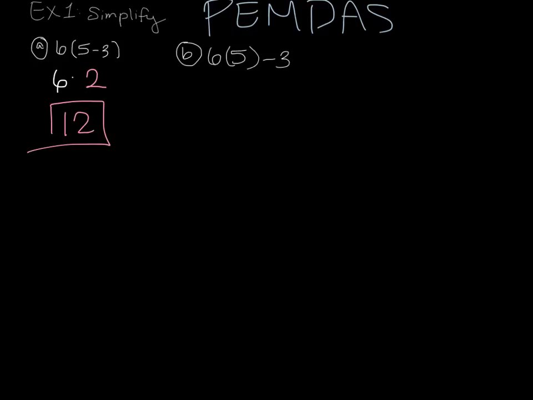All right, for the second expression, the only difference is now that the grouping symbol is only around the 5. So in the first example, the 5 and 3 were both inside parentheses, and here the 5 is the only thing inside the parentheses. And so what this means is we're going to start with the multiplication between the 6 and the 5, and then move to the subtraction. All right, so 6 times 5 is 30. Then we subtract the 3, which gives us 27.